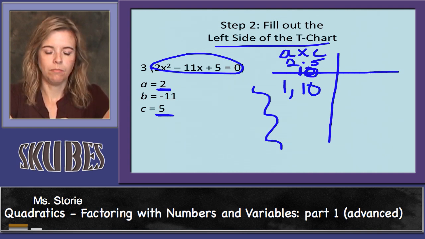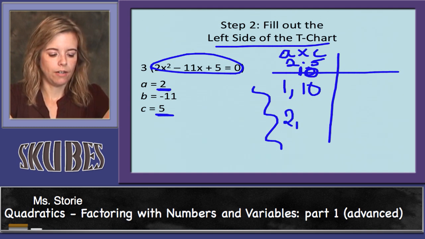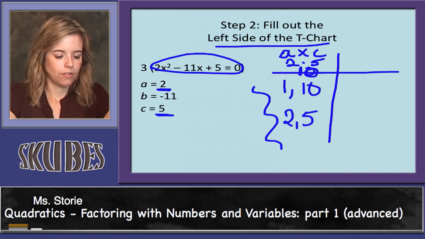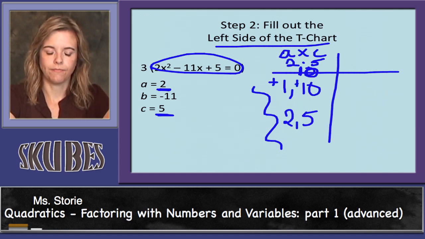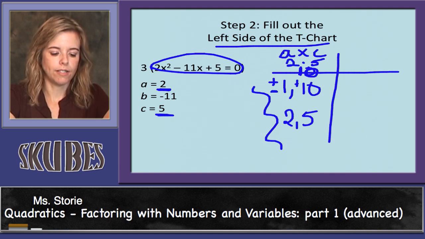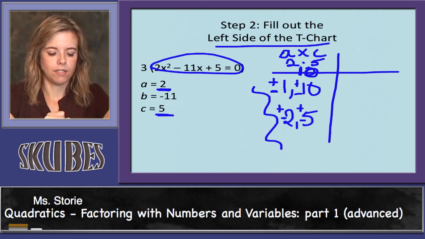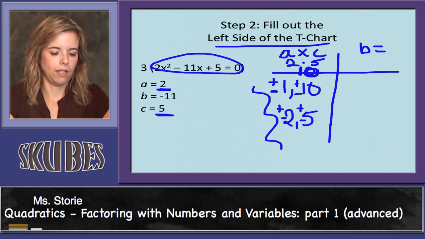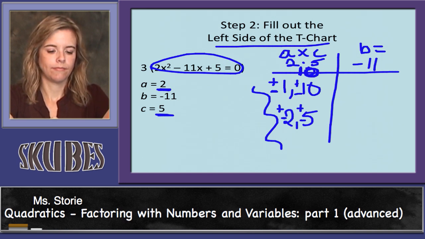1 and 10 make 10. 2 and 5 make 10. 10 is also a positive number. So to create a positive number with multiplying, you say positive 1 times positive 10. You can also say negative 1 times negative 10. Same here, you can say positive 2 times positive 5 and negative 2 times negative 5. That's going to be important. And you can also take a little step ahead and write down the right side of your t-chart. And that's simply whatever B is, which is negative 11.